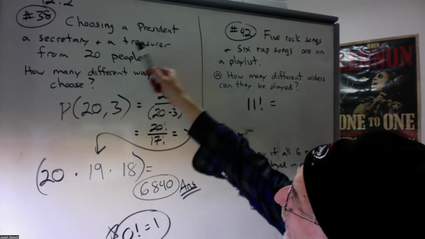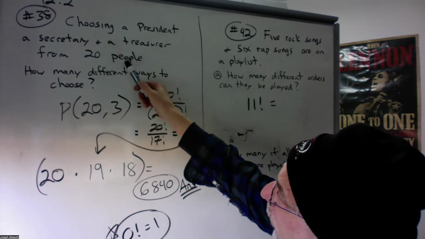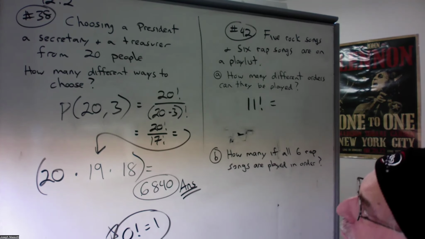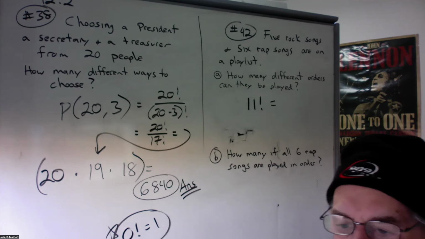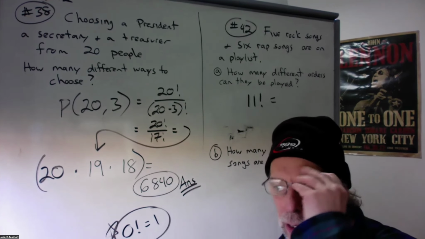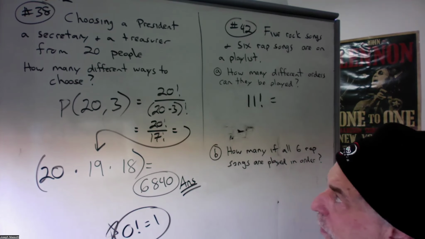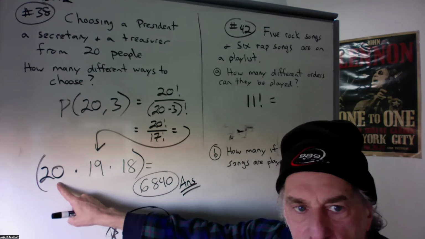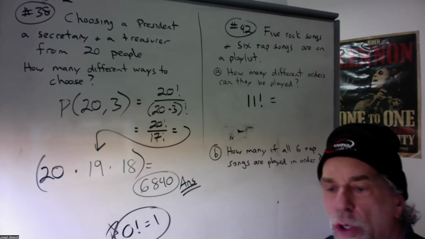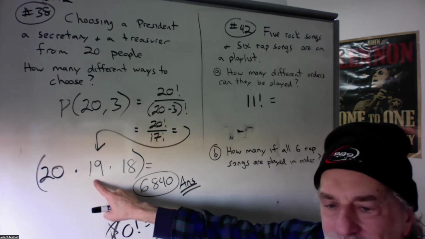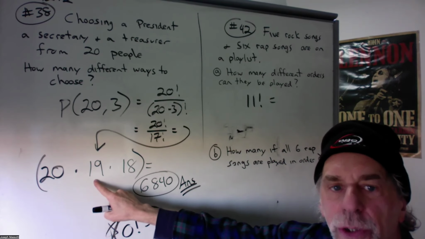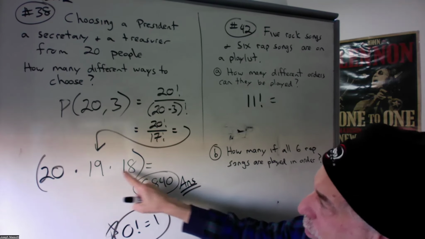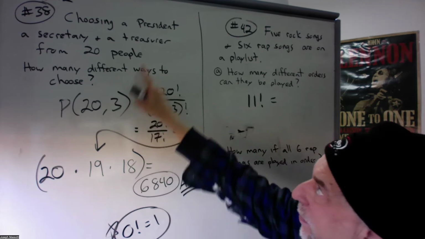38 says you're choosing a president, a secretary, and a treasurer from 20 people. How many different ways can you choose those 3 people? Well, really, this is just a permutation question, right? We're saying, does order matter here? Well, your first choice is going to be for president, right? You got 20 choices out of those 20 people for the president. Once you make that choice, now you only have 19 people left to choose for the secretary. And once you choose the president and the secretary, well, now you only have 18 choices left for the treasurer.